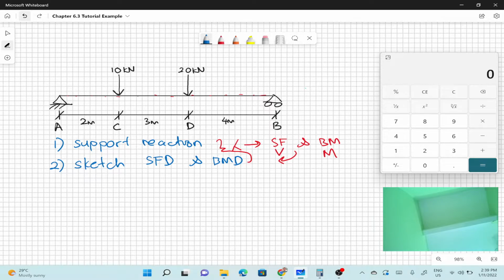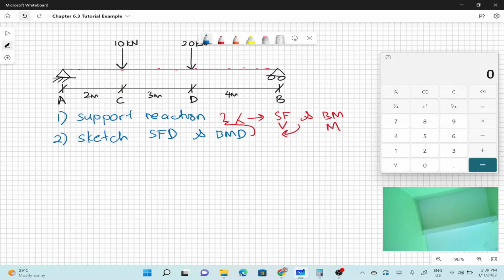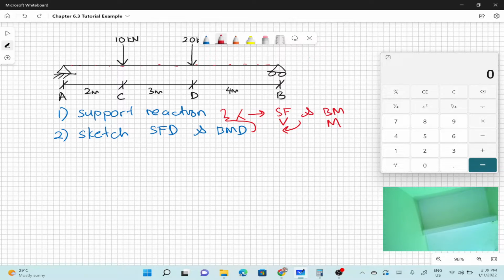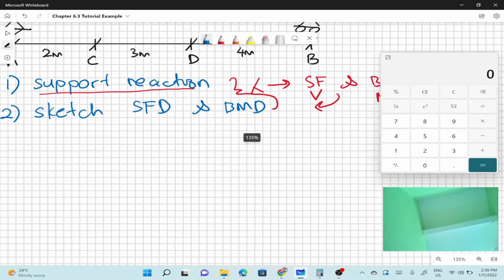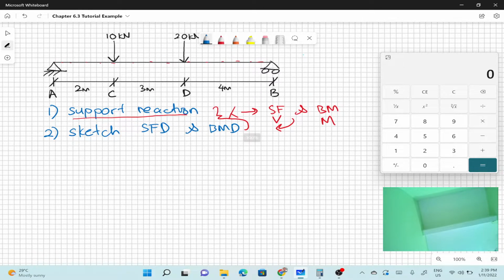All right, so we want to calculate the support reaction first. To do that, class, first of all, we need to redraw the question. I'm going to do a very straightforward, simple redraw. So we redraw the 10 kilonewton, then 20 kilonewton here. This is our point C, this is our point D. But for point A and point B, we want to draw the load diagram.